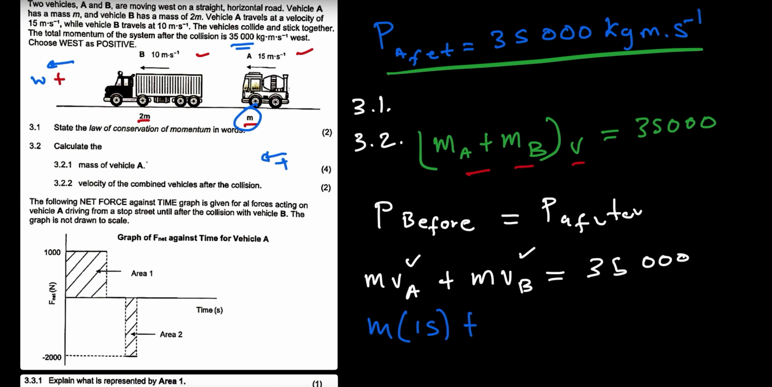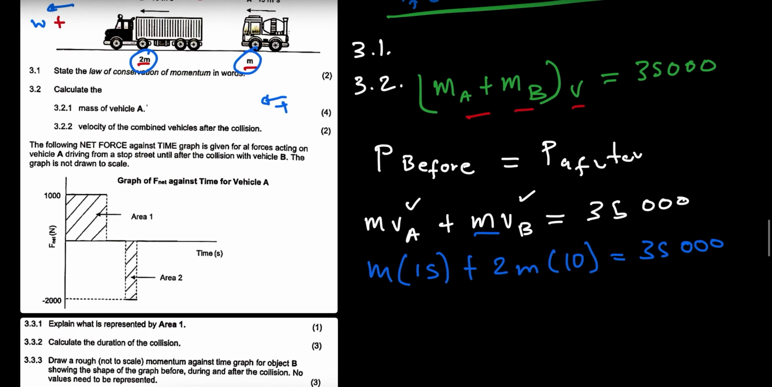And then what is the mass of object B? The mass of object B is 2m. So be careful. The mass of object B is 2m, not m. And then what is the velocity of B? The velocity of B is 10 meters per second. And that is equal to 35,000. So if we do our calculations, we should be able to get the mass of the object.